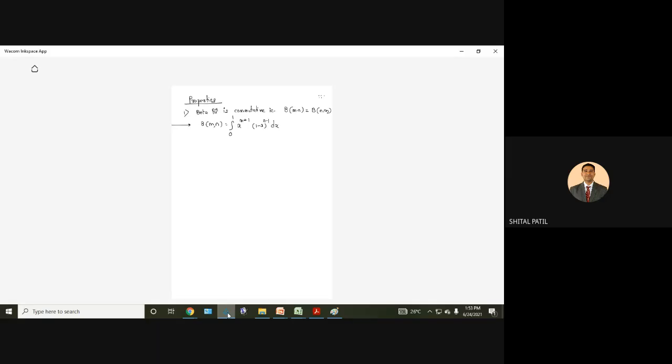हाँ, substitution क्या होना चाहिए? कोई बता सकता है? t equal to 1 minus x, ये लेके देखते हैं क्या आता है. ठीक है?